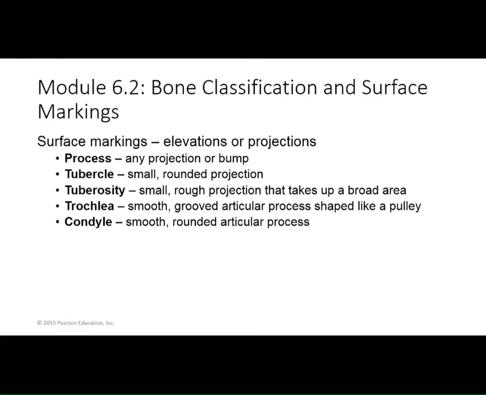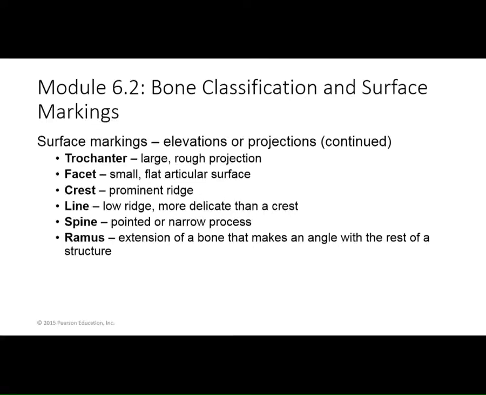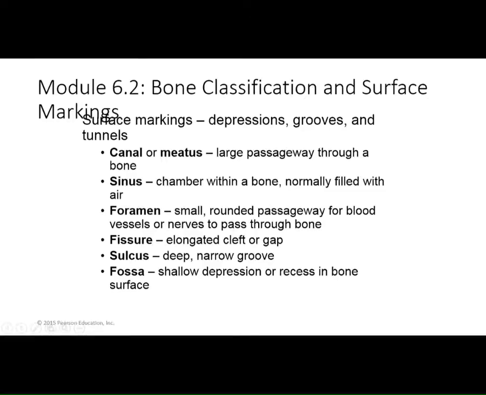So you're not just memorizing some random structure with a funky name on it. You actually know that a tuberosity is a roughened area where there's an attachment, or a trochlea is like a pulley-shaped structure, as is found on the humerus. There's a whole bunch of them, aren't there? Right? Quite a few. Trochanters. The only trochanter we have is on the femur. Facets, small, flattened surfaces. Again, so you know this. You know these words. You've seen them on the bone markings.